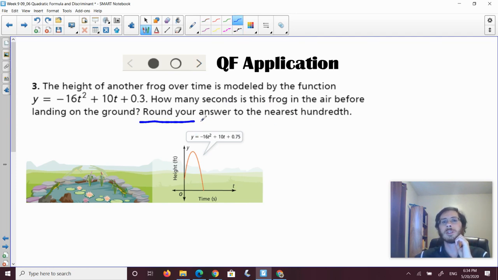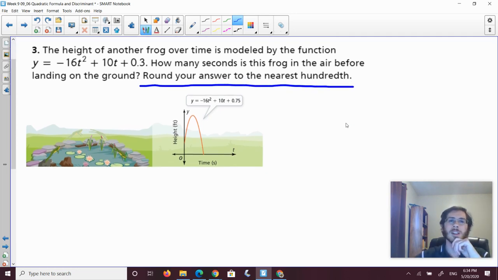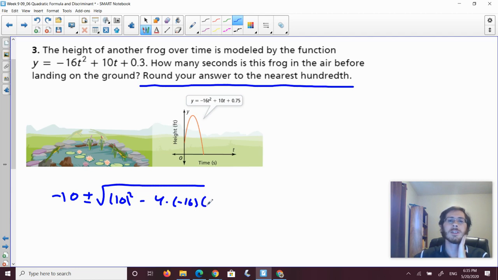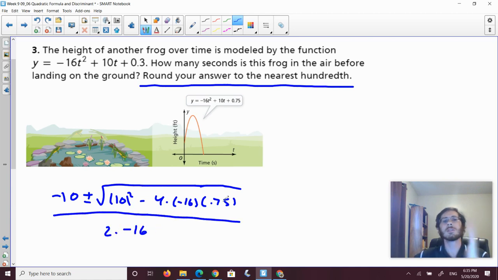So just like before, when we see this, we know we're going to have to put our answer into a calculator at some point. Now the nice thing is this equation's already in standard form, so we just have to set up the quadratic formula. So -b plus or minus the square root of b squared minus 4. A this time is -16. And C is 0.75, over 2 times -16. All right.